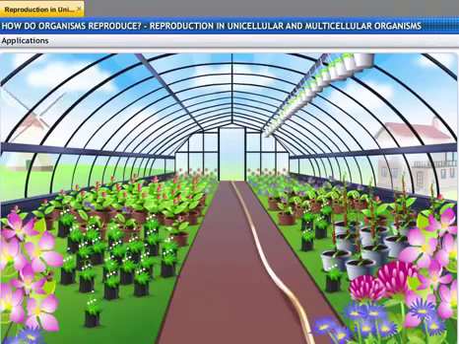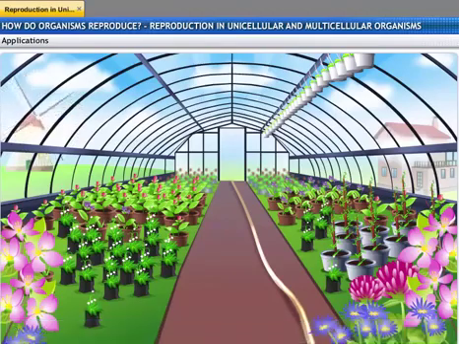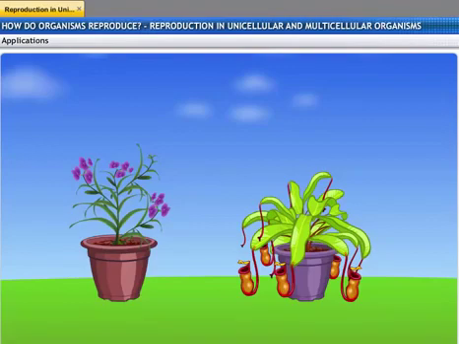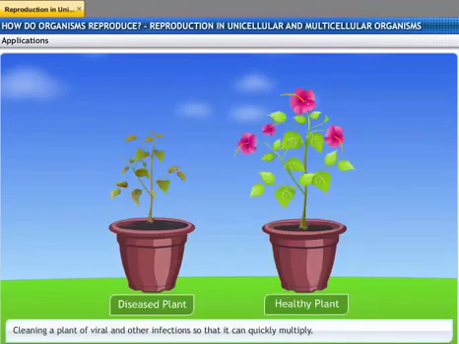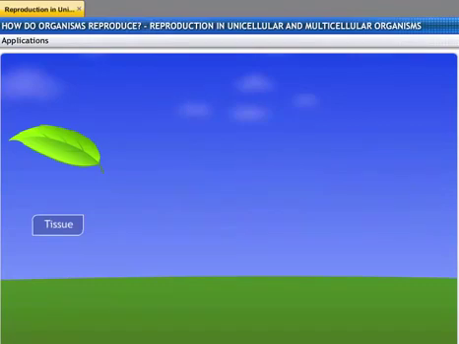Just think, this technique can enable production of exact copies of plants in the absence of seeds, help us produce plants from seeds that otherwise have very low chances of germinating and growing. For example, in the case of orchids and nepenthes. It can also enable us to clean a plant of viral and other infections and quickly multiply. Let's take a quick look at how tissue culture is done.